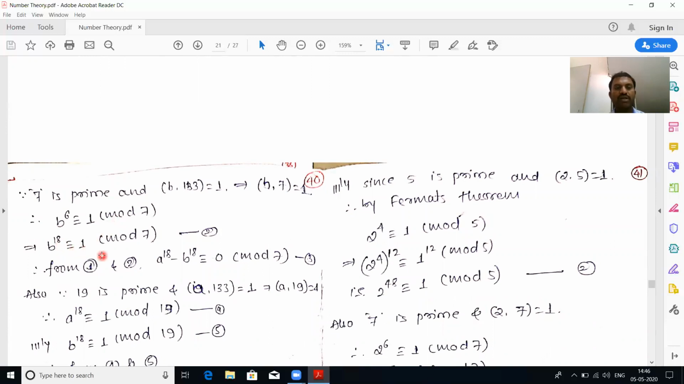Now from equation 1 and 2, equation 1 is a raised to 18 is congruent to 1 mod 7, and equation 2 is b raised to 18 is congruent to 1 mod 7. Therefore, from 1 and 2, we are getting a raised to 18 minus b raised to 18 is congruent to 0 mod 7.